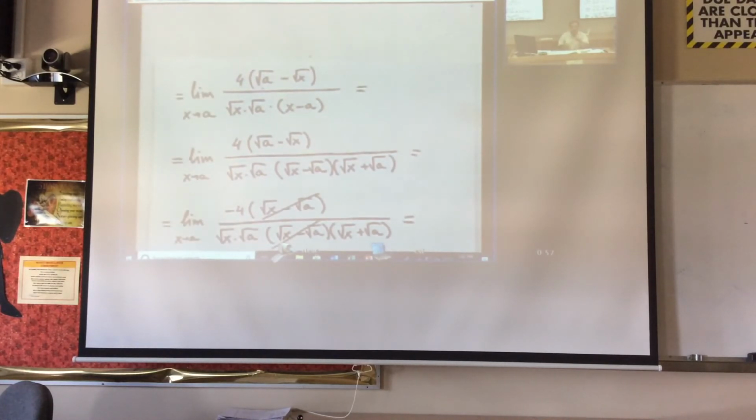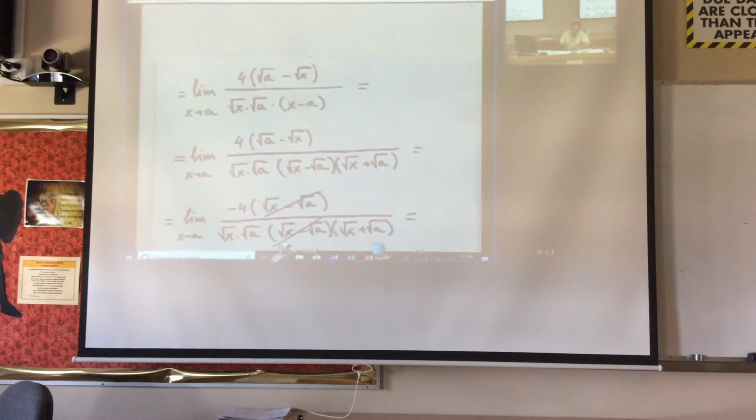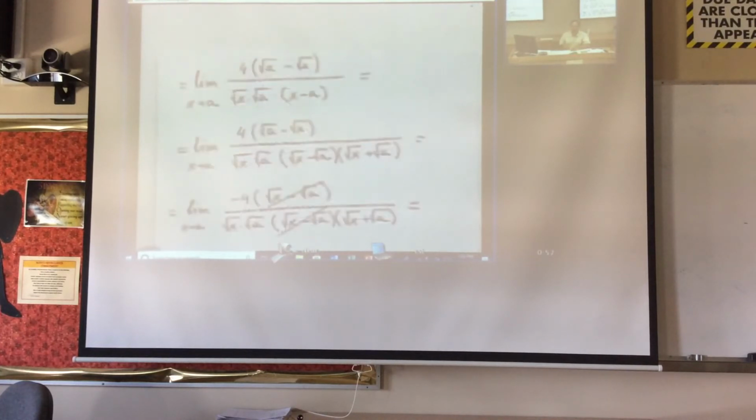Okay, but like I said, you can use the conjugate. If you don't see factoring, don't suffer. Try to use the conjugate. So when we continue with this, what's left? Negative 4, right? Over square root of x times square root of a and square root of x plus square root of a. And that's it for now.